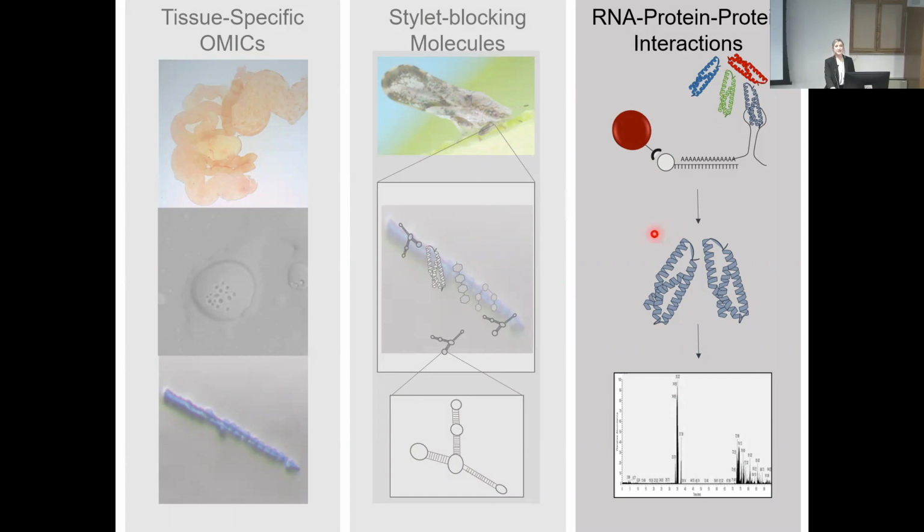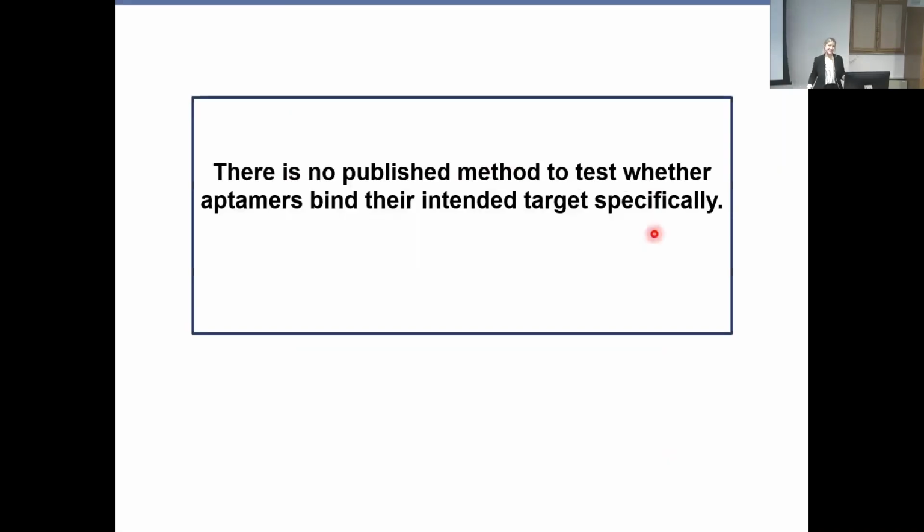Well, first we addressed the problem that there's no method to test whether aptamers bind to their intended target specifically, which is insane because RNA aptamers are used to treat human diseases such as macular degeneration. And in this treatment protocol, they're injected into the eyeballs of human patients, but there's no method to test that they bind what we think they bind.